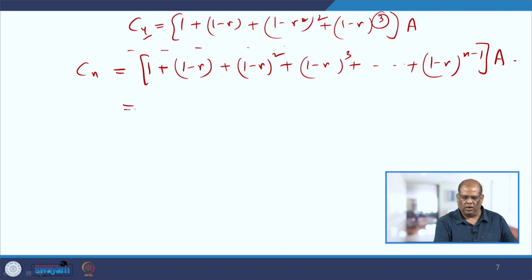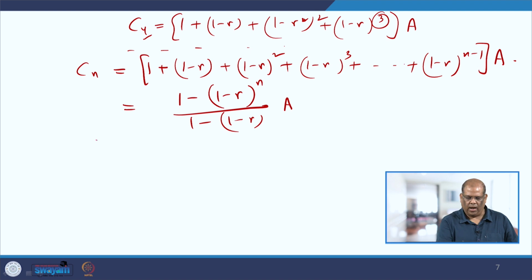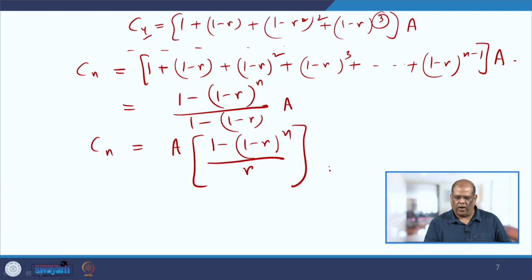This is a GP series, and we know the formula: 1 minus the common ratio to the power n, by 1 minus the common ratio, multiplied by A. So, I get Cn is equal to A times 1 minus (1 minus R) whole to the power n, divided by R. So, if I know the value of R and I want to find the amount of cadmium at a certain time, I can just substitute where your A value is given, that is 2.7, and R is 8%, which is 0.08.